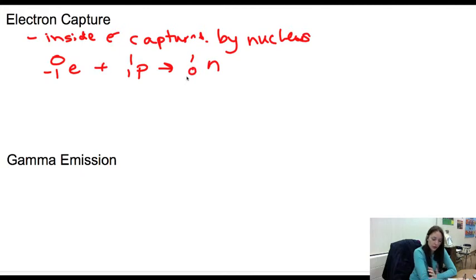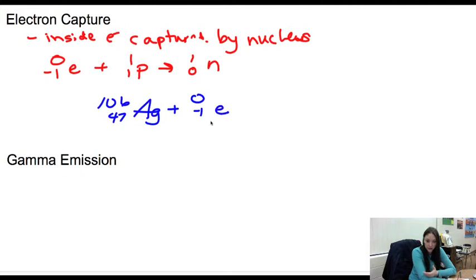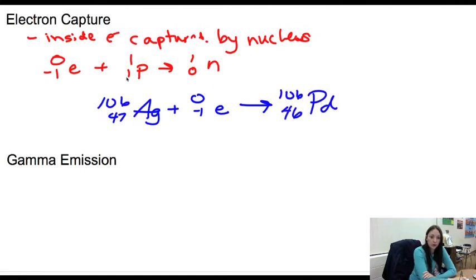So when we make a neutron now, it'll look something like this. I'm going to have silver-106. Ag is 47. Electron capture. Now, my electron's going to be captured, so it's going to be on the left side. This is one of my reactants. I'm capturing that electron, and I'm going to turn into palladium-106. How do I know it's palladium? 47 minus 1, which is 46. You can also look at it from the standpoint of we took a proton, we turned it into a neutron, which again in essence means that we kind of lost a proton. And I'm going to have one less than what I started with.